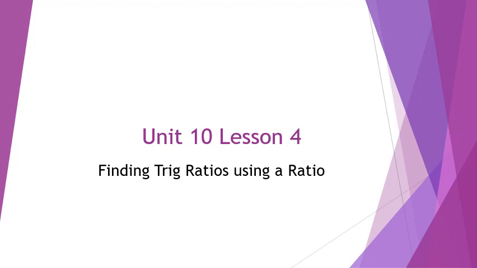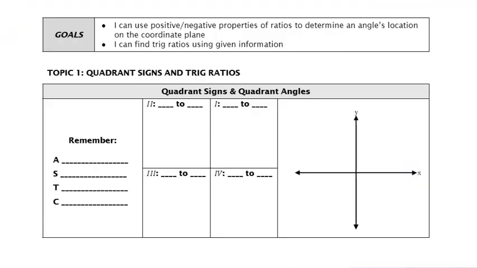Unit 10, Lesson 4, Finding Trig Ratios Using a Ratio. Our goals are going to be using properties of trig ratios to determine an angle's location on the coordinate plane and finding the remaining ratios.